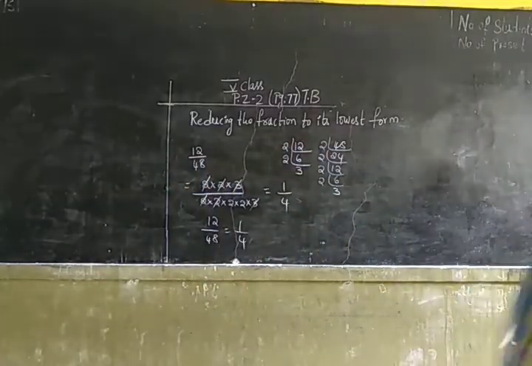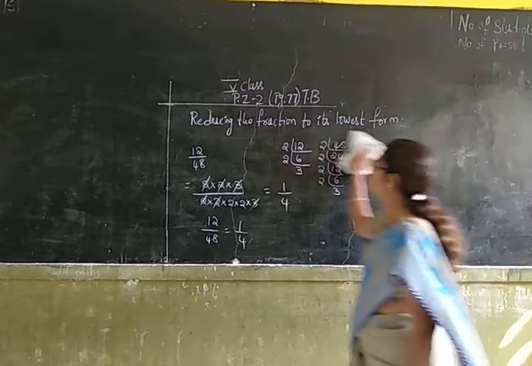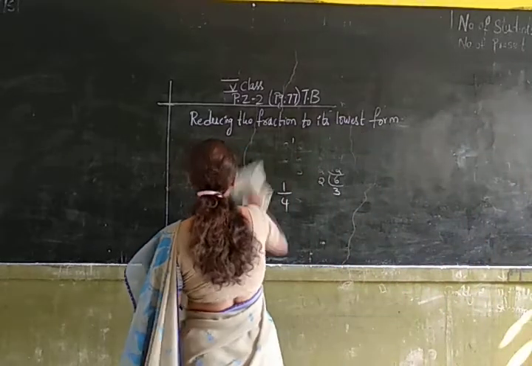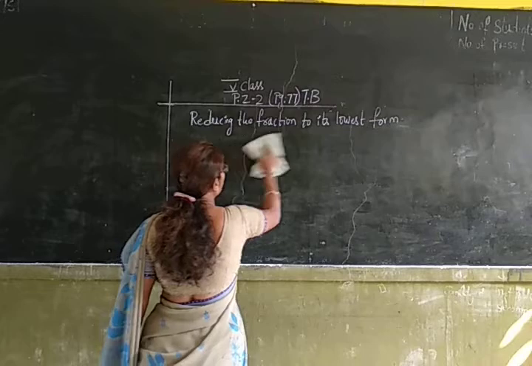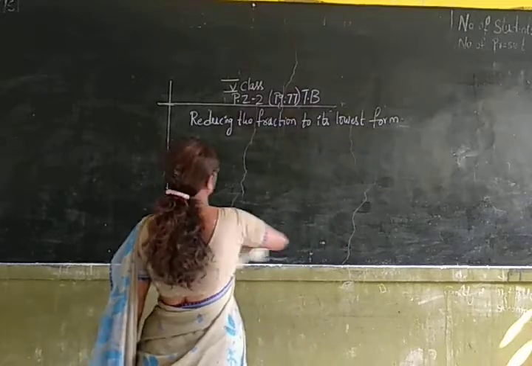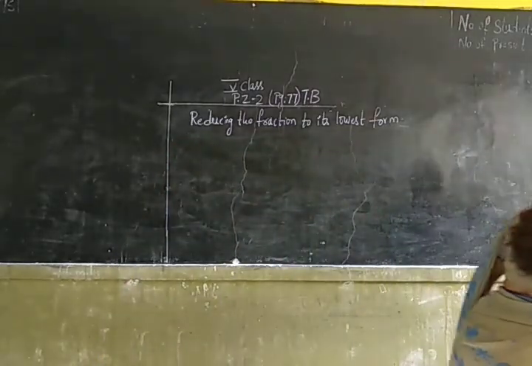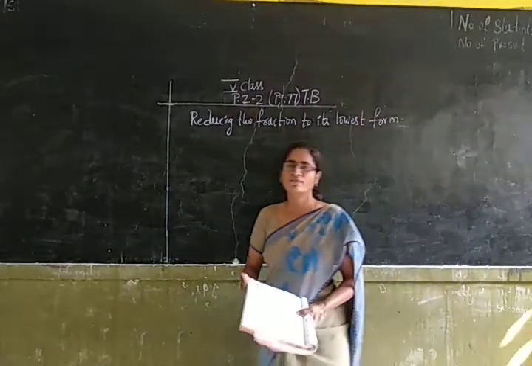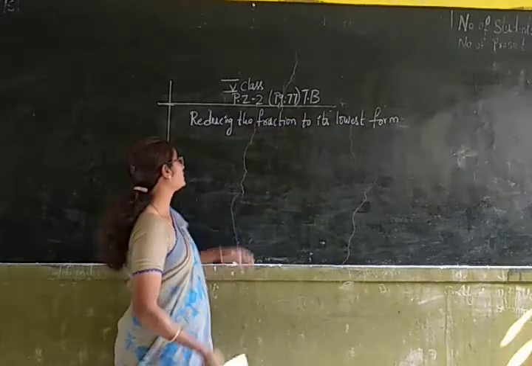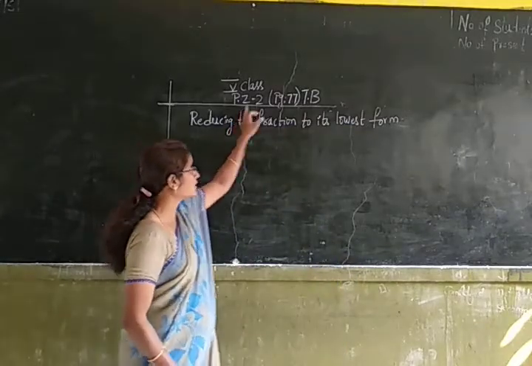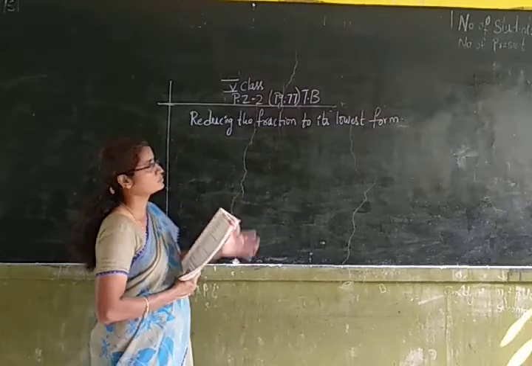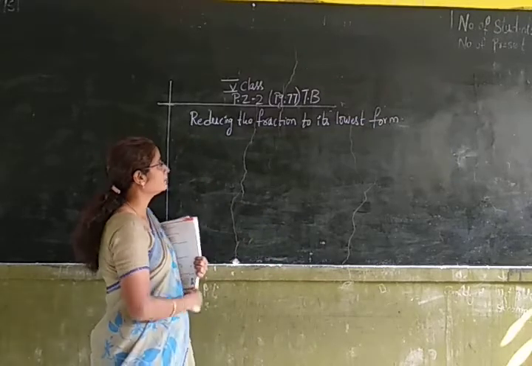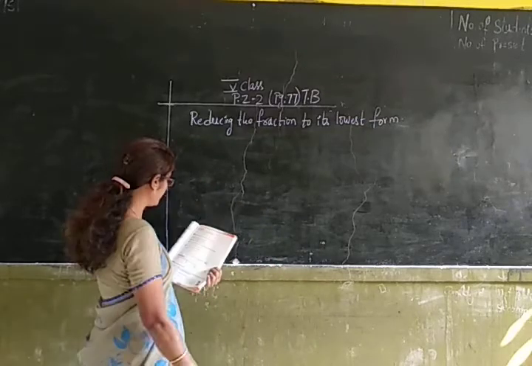Okay children? This is the way of writing the lowest form of given fractions. Now let us do the practice zone 2 in page number 77 of the textbook.